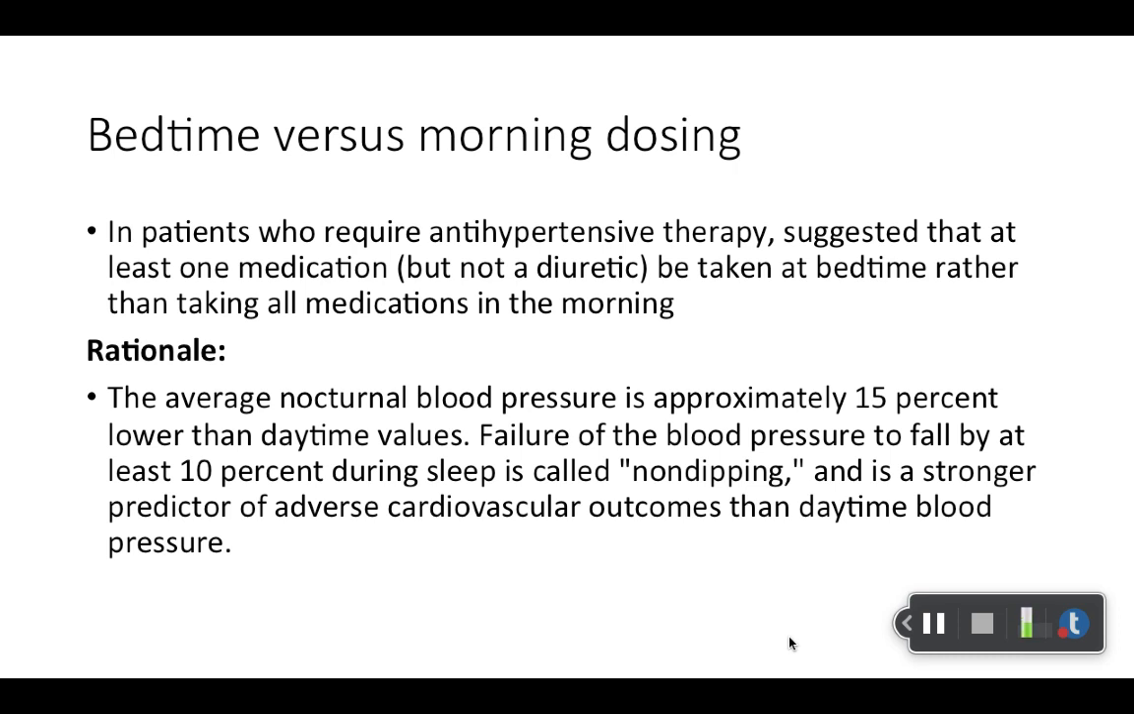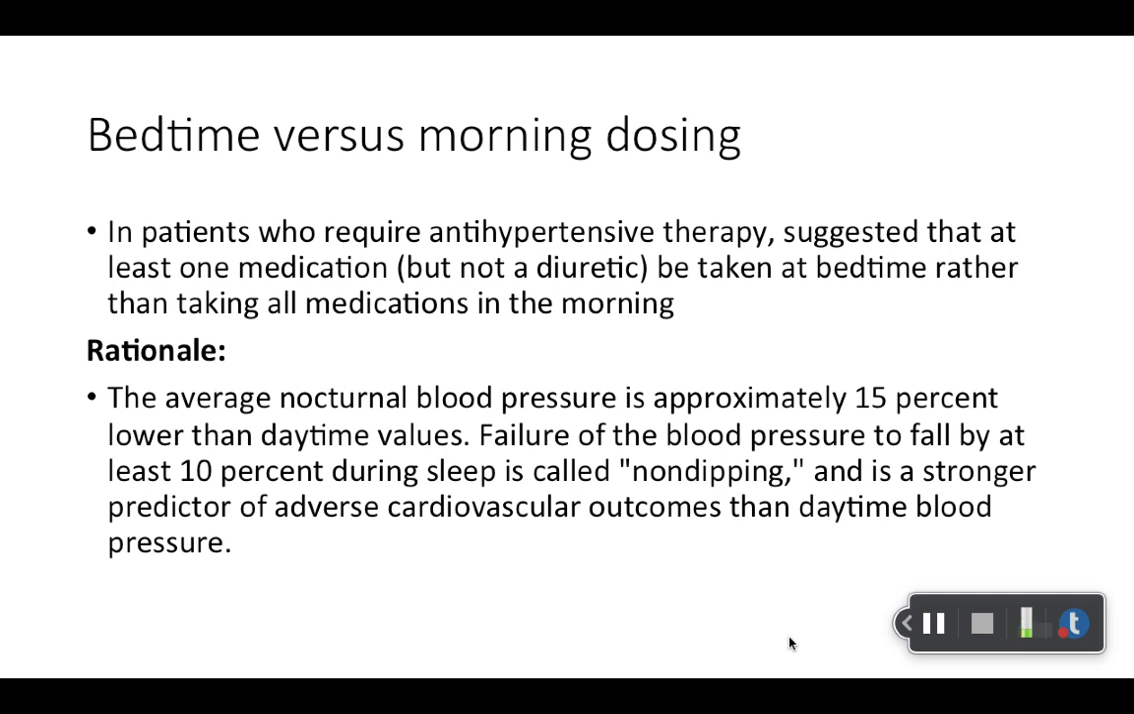Another interesting note about dosing is that as long as it's not a diuretic. Diuretics usually make you go to the bathroom as one of your side effects. It causes diuresis, so it causes fluid loss. So they don't recommend taking diuretics at bedtime because the idea is you have to wake up to go to the bathroom, and maybe because you're on an antihypertensive, you have low blood pressure or dizziness, etc. So that's something that they don't recommend doing.